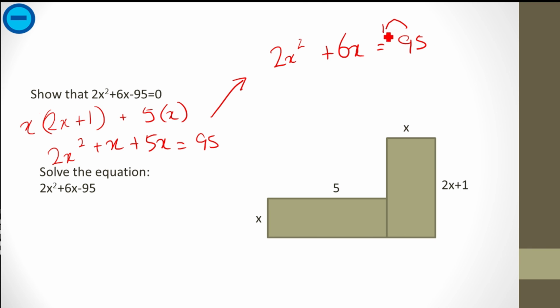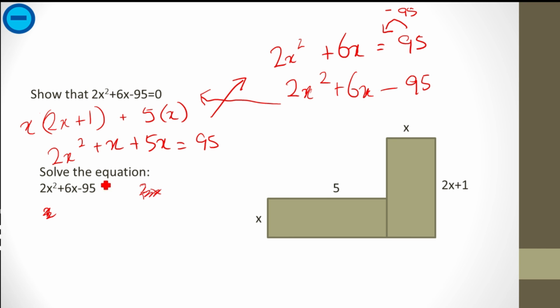Let's bring 95 onto this side, so we take 95 away from both sides. 2x squared plus 6x minus 95, as we have shown here. And then you need to make sure that you put equals 0, because then you have shown that 2x squared plus 6x minus 95 equals 0. Okay, now we're going to have to solve the equation. Actually, we're going to have to use the quadratic formula.